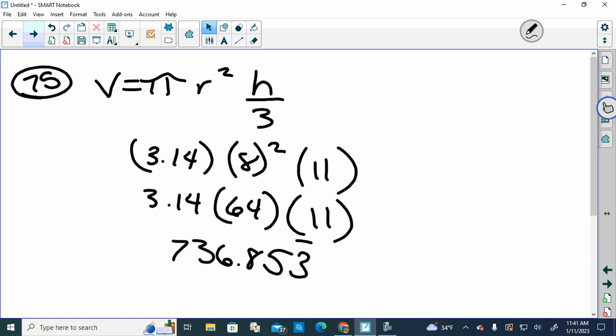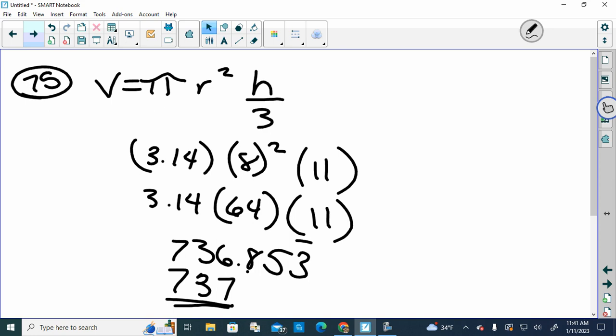Okay, on this one, 75, they rounded to the whole number. Because this digit is bigger than 5, they ended up writing 737. If you left it because you didn't know to round, I would still give you that. I don't think they discussed rounding on 75. They said nearest cubic foot, so that would be a whole number. So yes, you would want to round it.